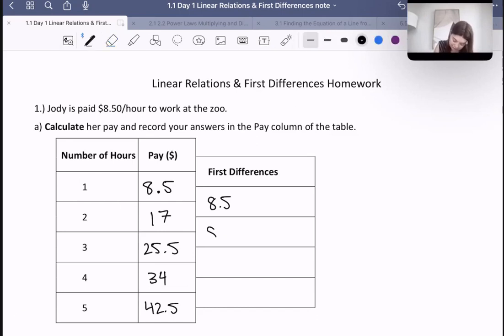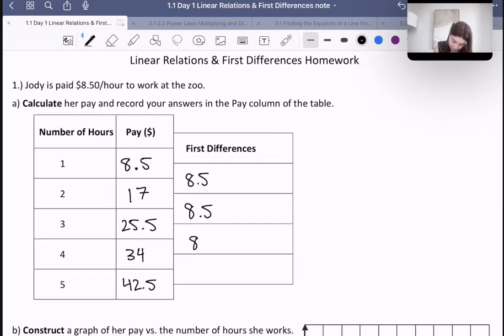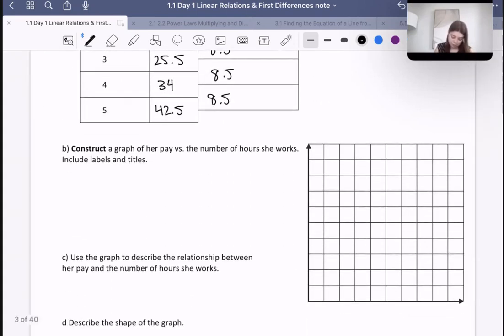25.5 minus 17 is also 8.5. 34 minus 25.5 is 8.5. 42.5 minus 34 is 8.5. So therefore, this is linear because the first differences are the same. Now in this case, I didn't ask for that yet, but I'm sure it will in just a moment here.